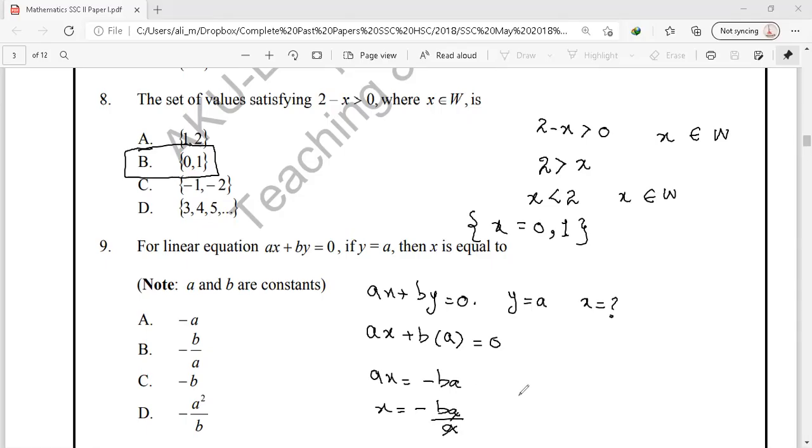So a and a will be cancelled out with each other. So x would become minus b. So this is the value of x in question number 9. So option C is the correct answer for this question.